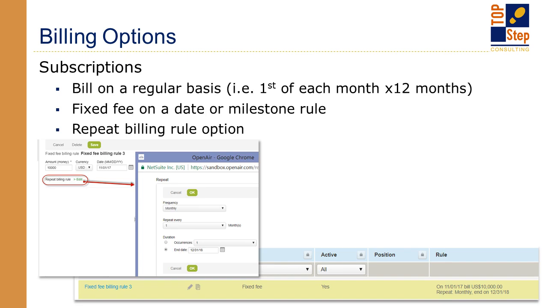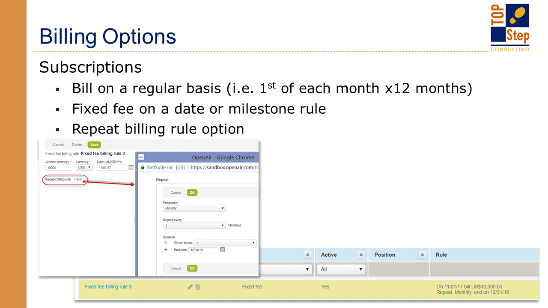Subscriptions, these are pretty straightforward, but OpenAir obviously can handle these. If you've got a situation where you're billing on a regular basis, one time a month, one time a quarter, for example, and you've got the same amount, you can set up the billing rule to bill out.